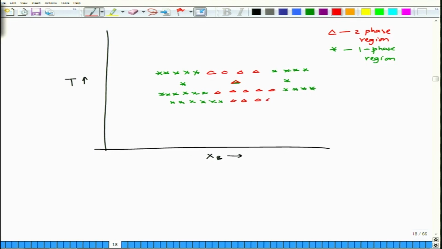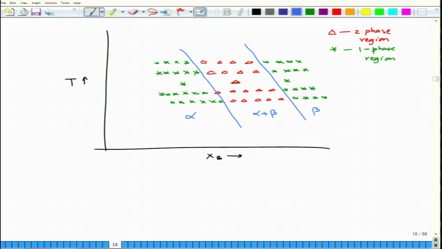And we obtain, so similarly you do for temperature above also. And then you see that the phase boundary is something like this. So, you have this as a phase boundary between the two phase regions. So, this is alpha, let us say this is alpha plus beta and this is beta. So, this is how you determine the phase boundaries in the solid state between single phase and two phase regions.